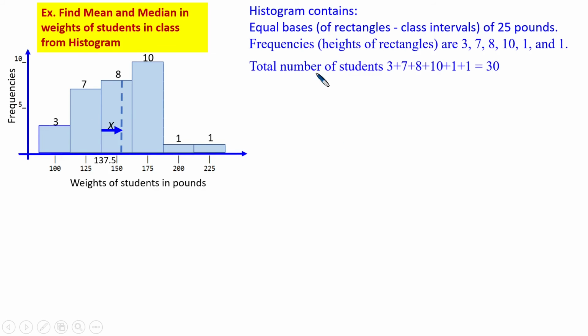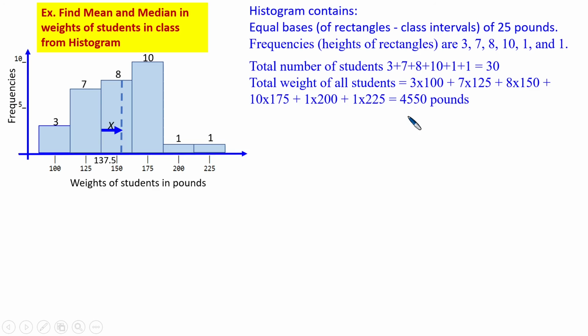Okay. The total number of students is the sum of all the frequencies: 3 plus 7 plus 8 plus 10 plus 1 plus 1, that is 30. And the total weight of all the students, now you have to know, is the area under this curve. There is 3 into 100, 7 students have weight in this range, 125, and 8 students have weight in this range. Okay, 150 is the middle point. Similarly, if you add all of them, 10 into 175, then 1 into 200, 1 into 225.